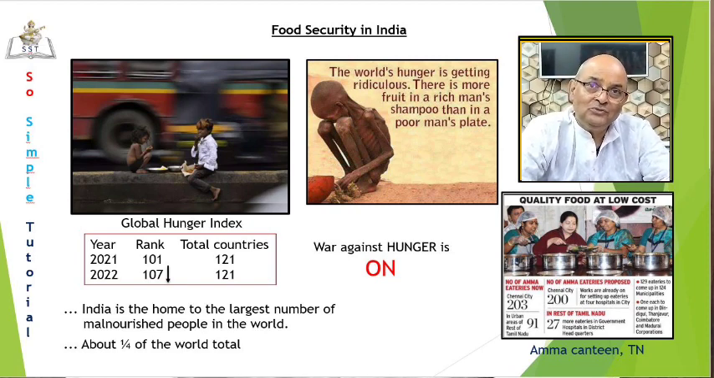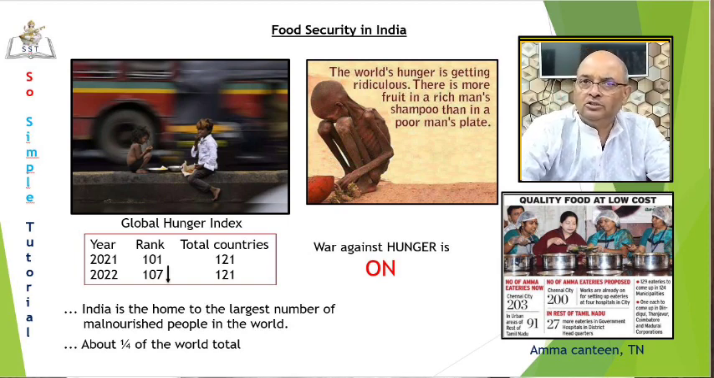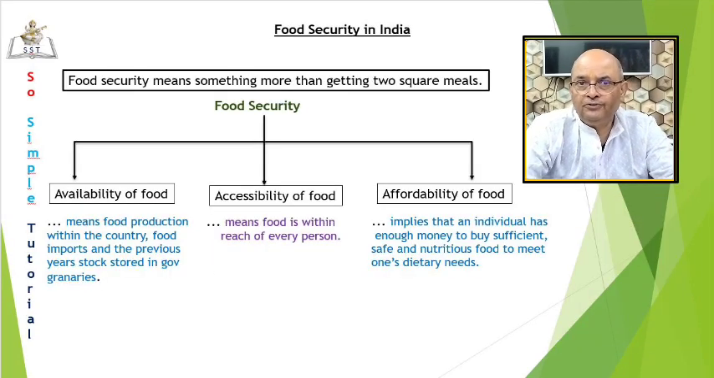Okay. However, for hundreds of millions of people, this right is not being met. Food security, dear students, does not simply mean 2 square meals a day. It means more than that. Let us now understand the concept of food security first.